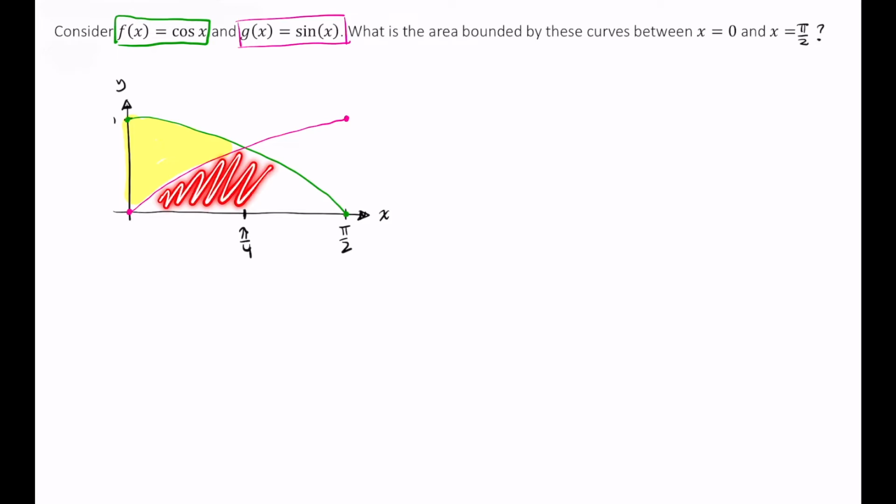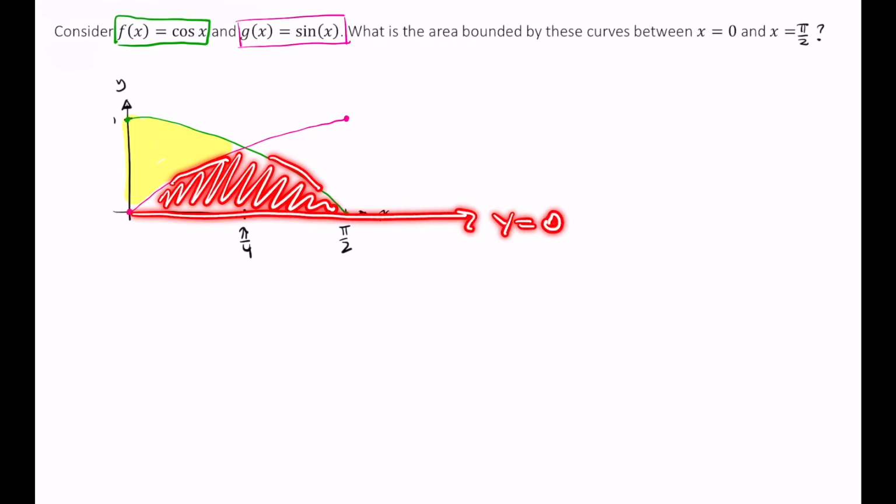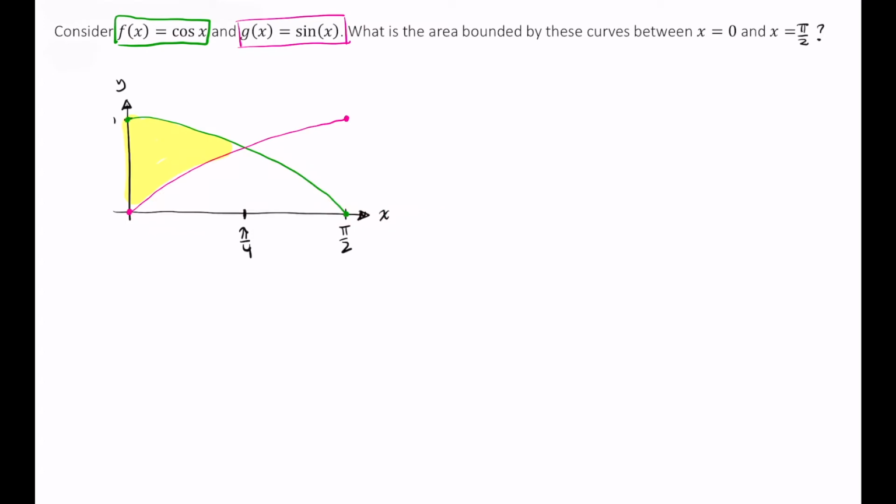This region here, well, that's bounded above by sine and cosine, but it's bounded below by the line y equals 0, also known as the x-axis. So that's not part of our region. Finally, the last possible region we have is here. And this one is bounded above by sine, bounded below by cosine, and it's definitely between 0 and pi over 2. So this is certainly the last region we need to shade.